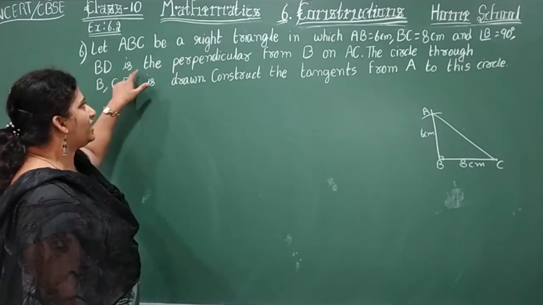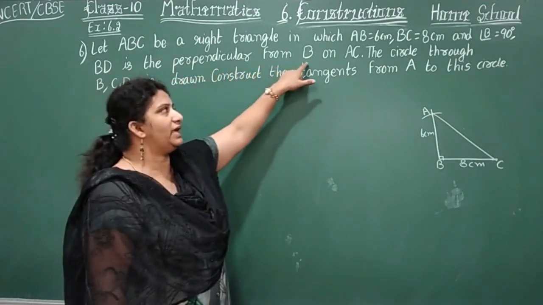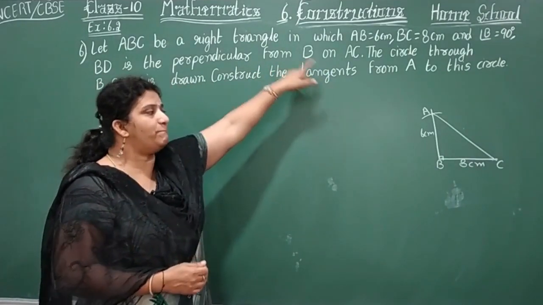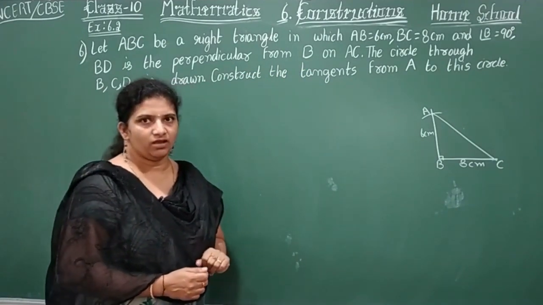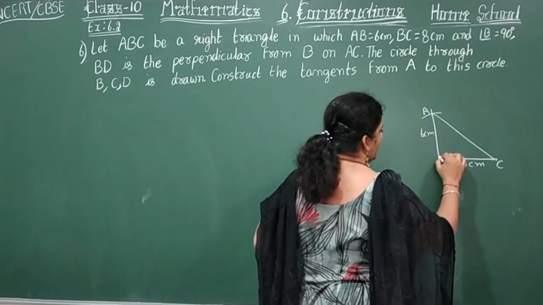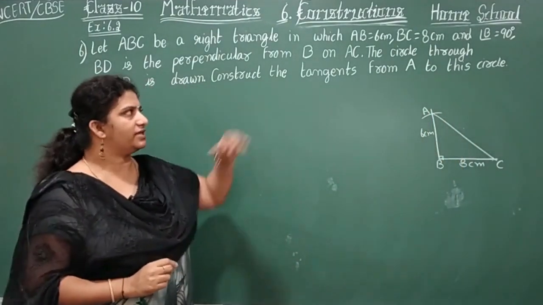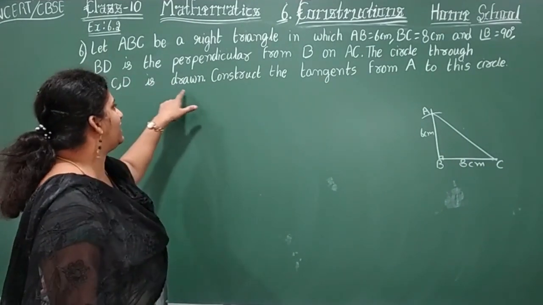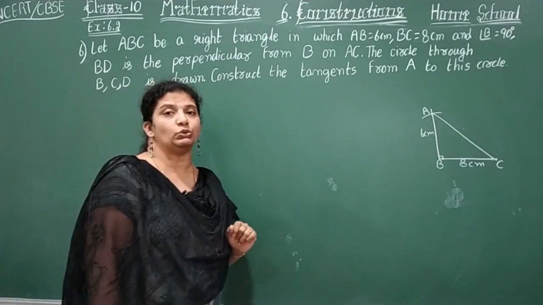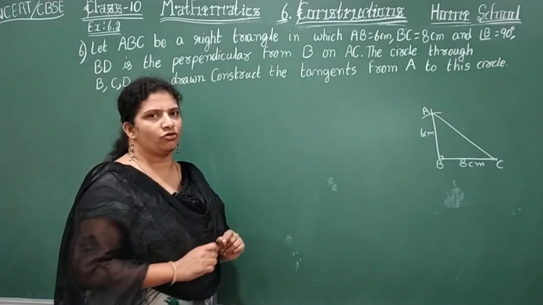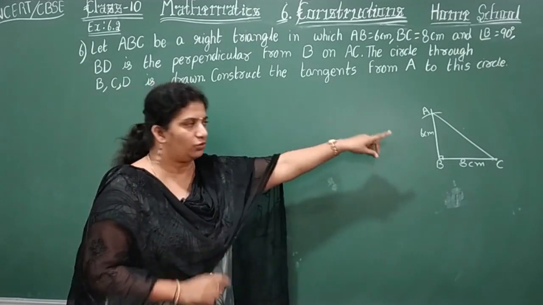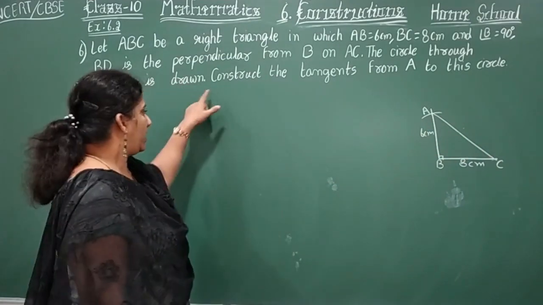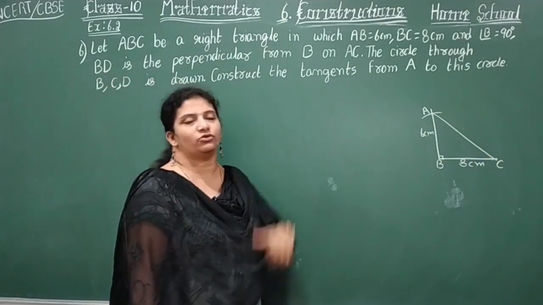Still, BD is a perpendicular from B on AC. And we have to draw a perpendicular from B on AC. Okay, somewhere we do the perpendicular. I'll show you how to do it. Let's read the remaining part of your question. The circle through B, C, D is drawn. So we need to draw a circle with the new perpendicular we draw on AC, through D. From these 3 points we will be drawing a circle. Okay. Construct the tangents from A to the circle.